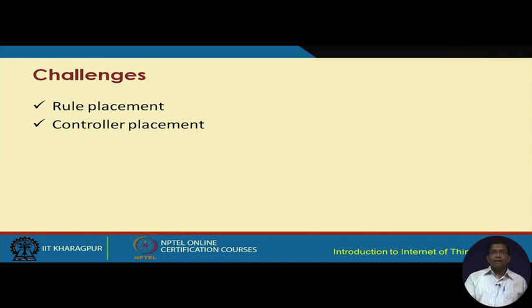Now, let us come to two main challenges when we want to implement SDN in any network. These are the rule placement problem and the controller placement problem. These are the two main problems to be taken care of fundamentally when we talk about SDN.